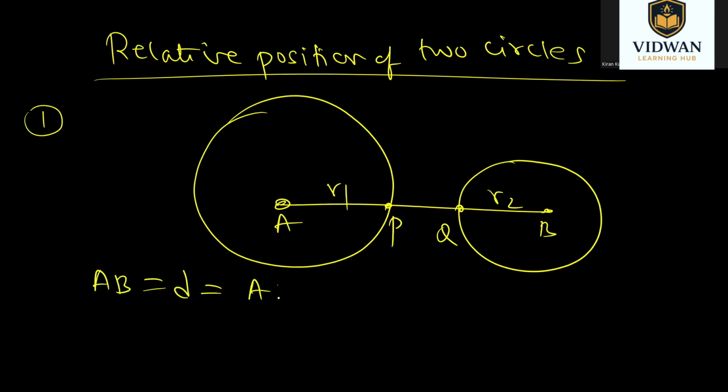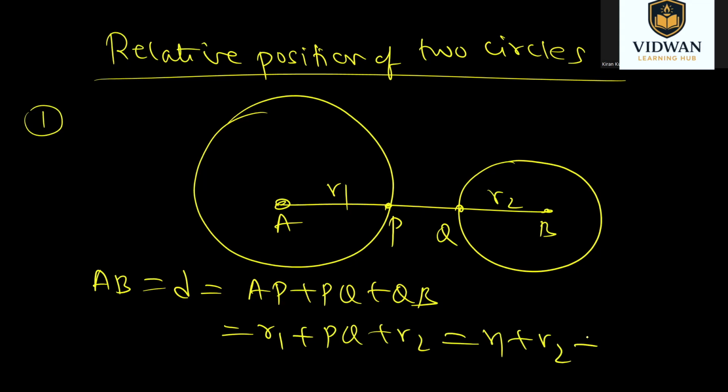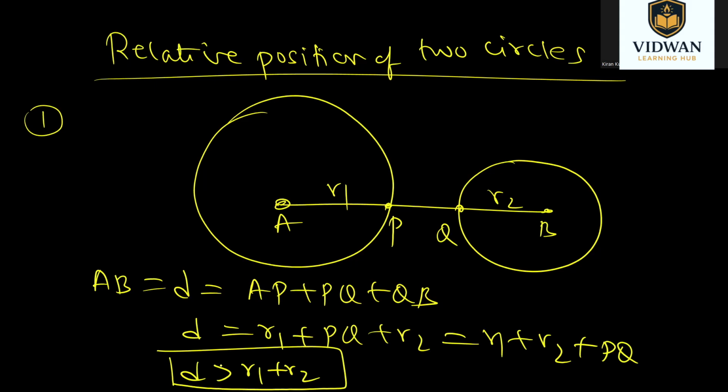It is equal to AP plus PQ plus QB. Clearly, AP is R1, PQ is unknown, QB is R2. So it's R1 plus R2 plus PQ. So clearly D is more than R1 plus R2, because there's R1 plus R2 plus something. Obviously, D is greater than R1 plus R2. That means we can remember the condition: whenever you get the distance between the centers of two circles greater than the sum of the radii, what will you conclude? The circles are non-intersecting. What is the criteria for that? D should be greater than R1 plus R2. We conclude that circles are non-intersecting.